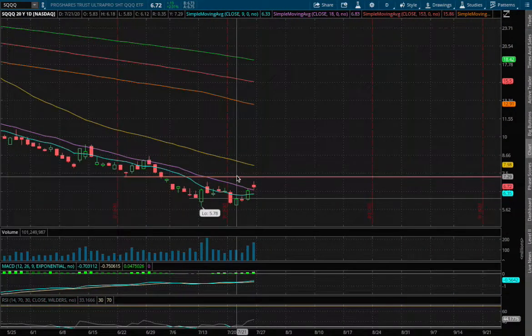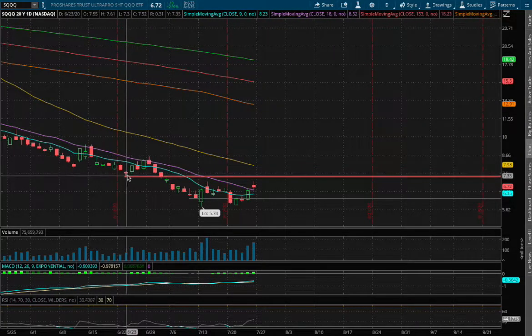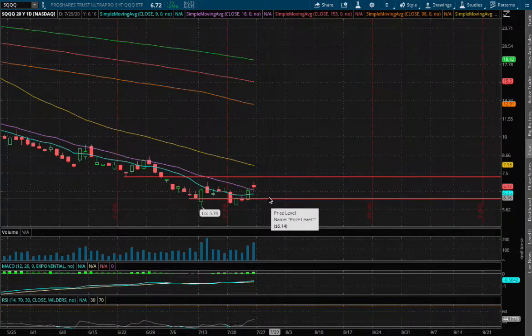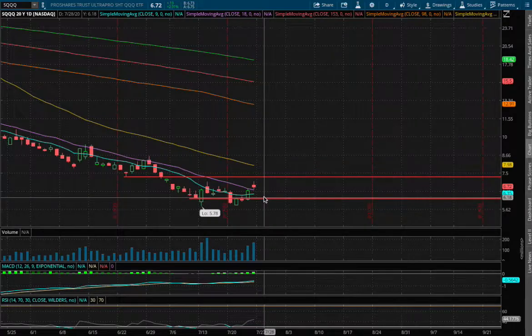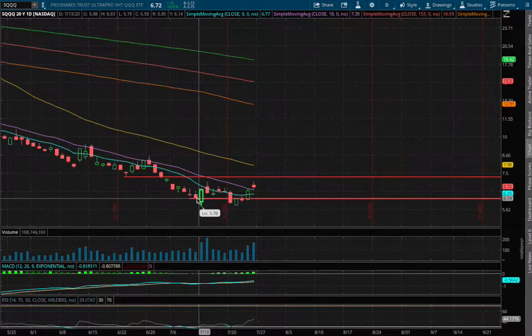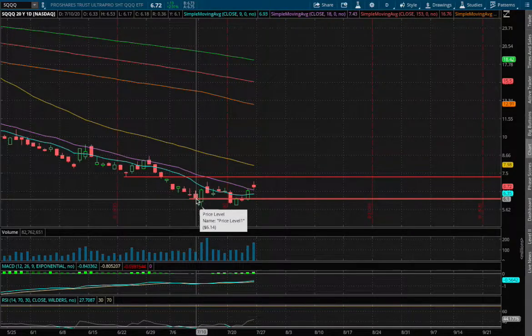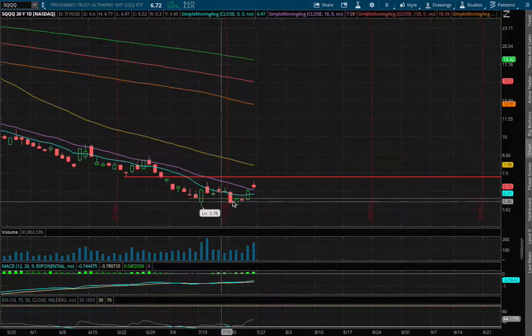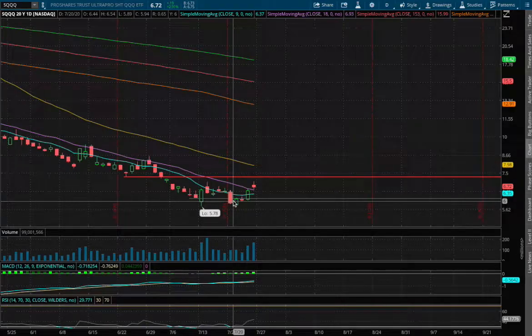And on the upper range, that is around a price of $7.29, and that coincides with previous support levels that dated back to June 23rd. And as for support to the downside, we have a price of $6.18, and that coincides with previous support levels that dated back to July 10th and as well as July 20th.